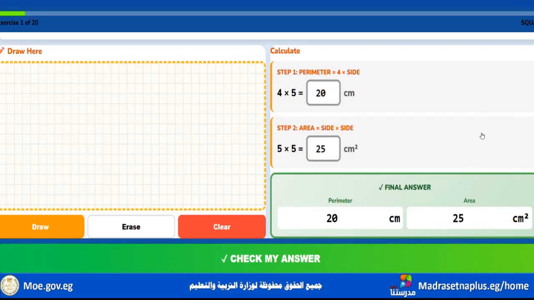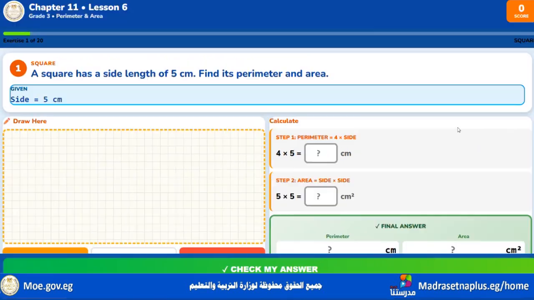Now let's check our understanding with some problems about area and perimeter of a square and rectangle. In front of you, we can see a square has a side length of 5 centimeters. Find the area and the perimeter. How to get the perimeter of a square? Yes, side times 4. Why times 4? Because all sides of a square are equal in length.